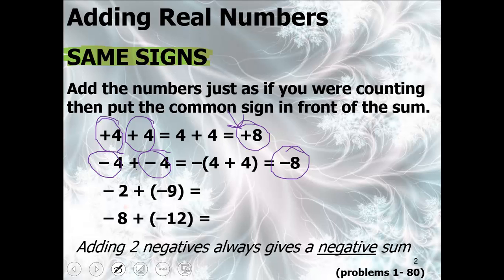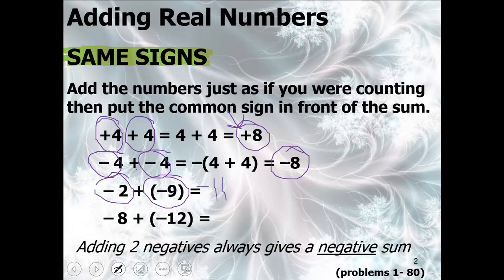Let's try negative 2 plus negative 9, all right? I put down 2 reds. I put down 9 reds. I add them together and I have 11 reds, so that would be a negative 11. You try this next one, hit the pause button, and then come back when you're done.